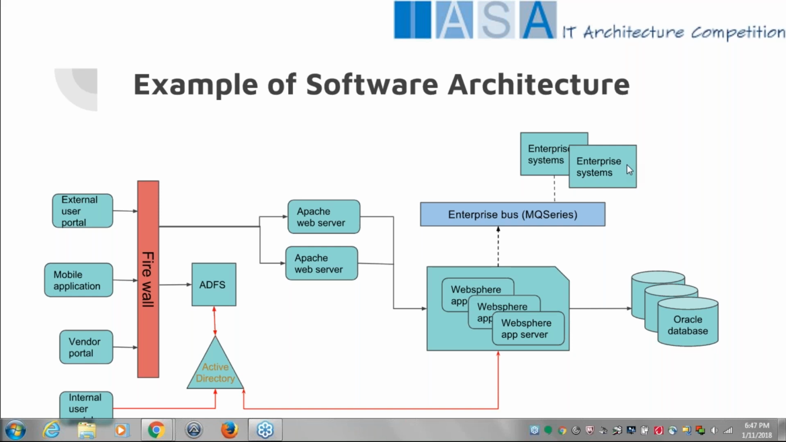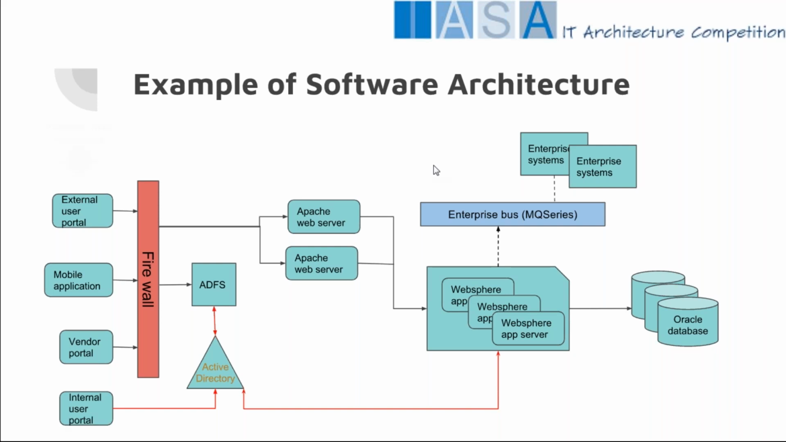There's an enterprise bus, which is really an MQ, some kind of place where you can put messages. I'm using MQ as an example here. And there are the other enterprise systems that are going to consume whatever messages you throw on the bus. So I'm just painting a picture of what a software architecture would mean. This is great.